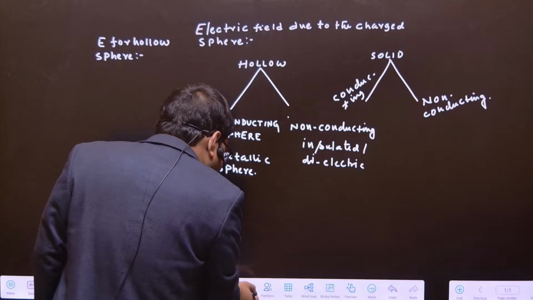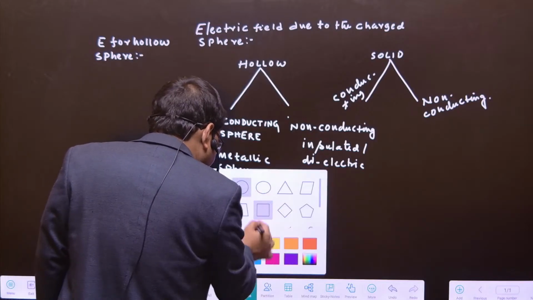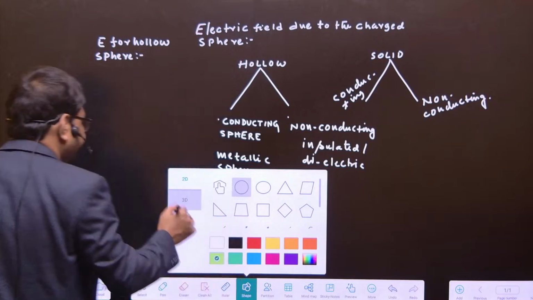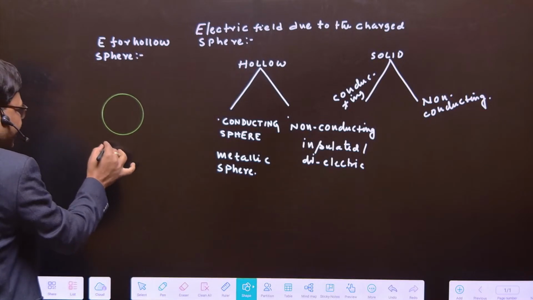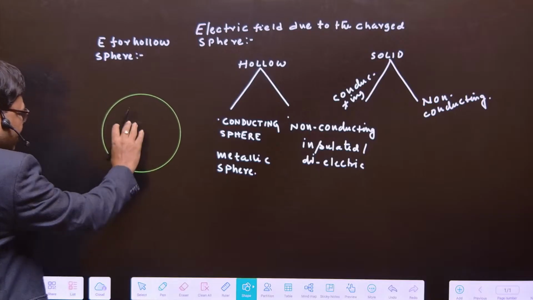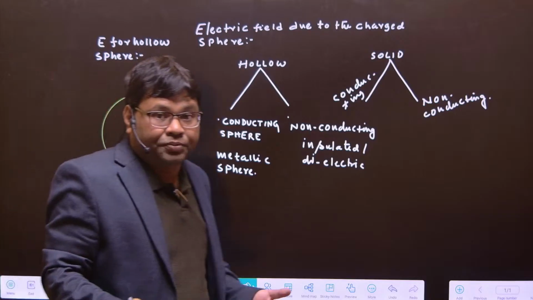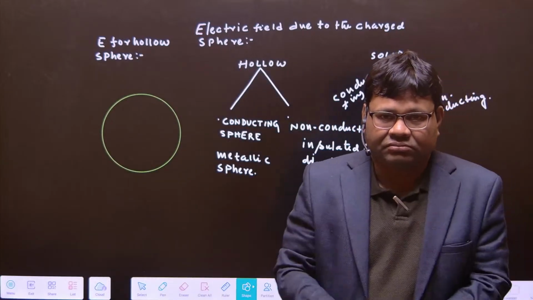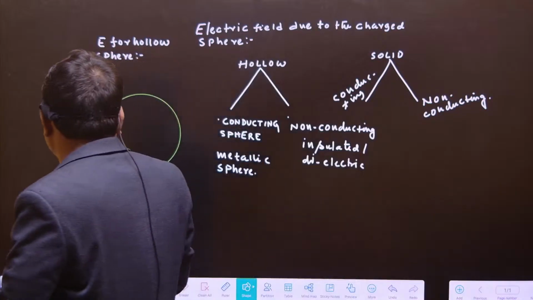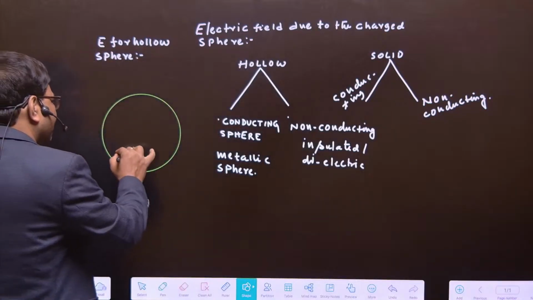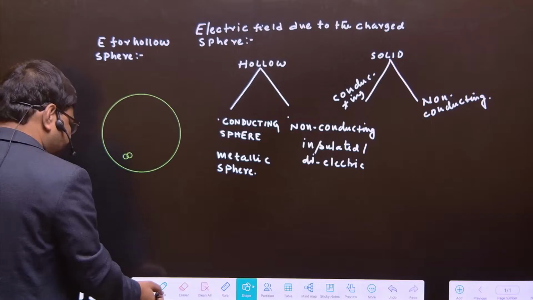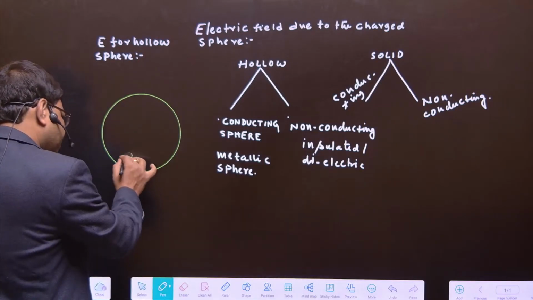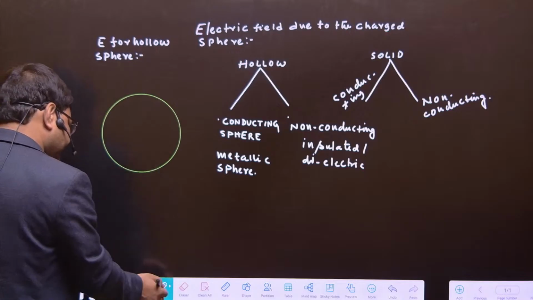Okay, now see here. Hollow sphere like this. देखो. This is the hollow sphere. Hollow मतलब अंदर खोखला. Inside, hollow means inside no material. Only outside material is there. ठीक है ना? This is hollow sphere. Charged hollow sphere.